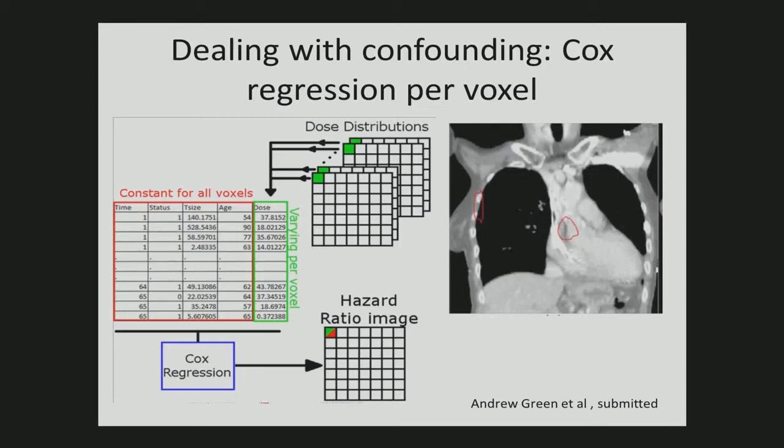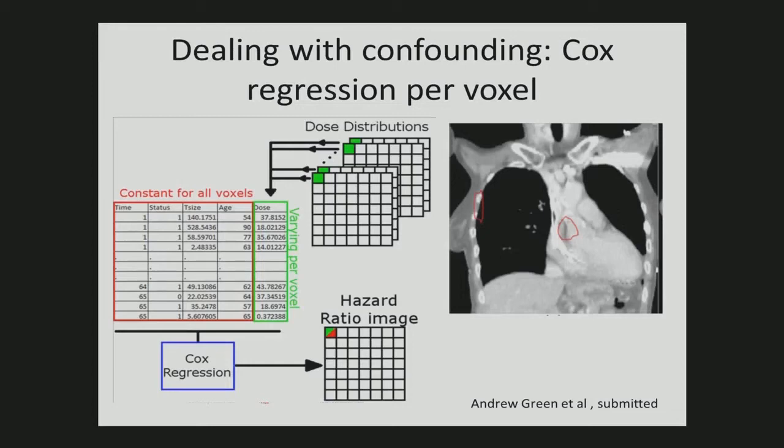But we also have confounding factors, and the confounding factors are the same. The dose in the top of the lung is different than the dose in the bottom of the lung, but the age of the patient is the same in the top and the bottom of the lung. So Andrew wrote a beautiful package to do a Cox regression per voxel, basically. So he does 100,000 Cox regressions, creates hazard ratio maps, and does permutation testing on the hazard ratio map.